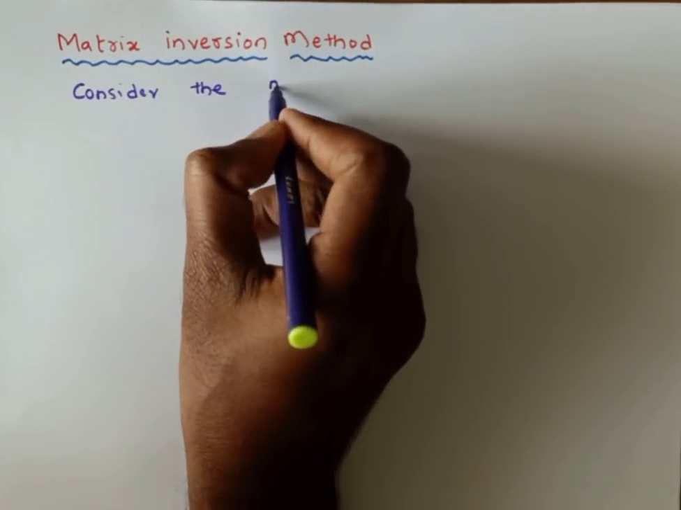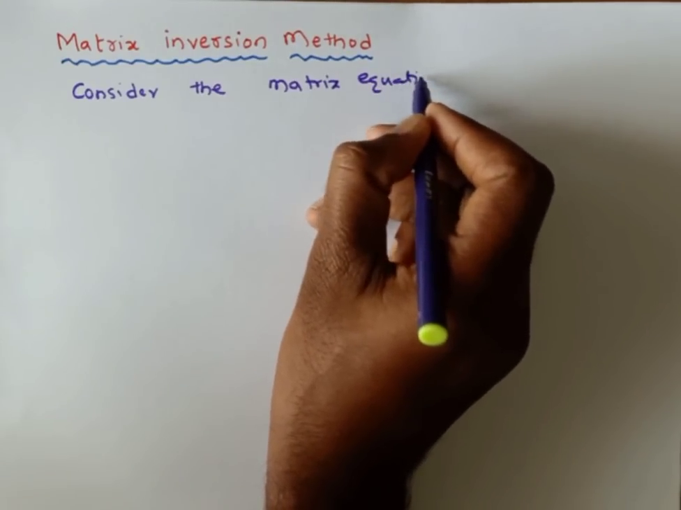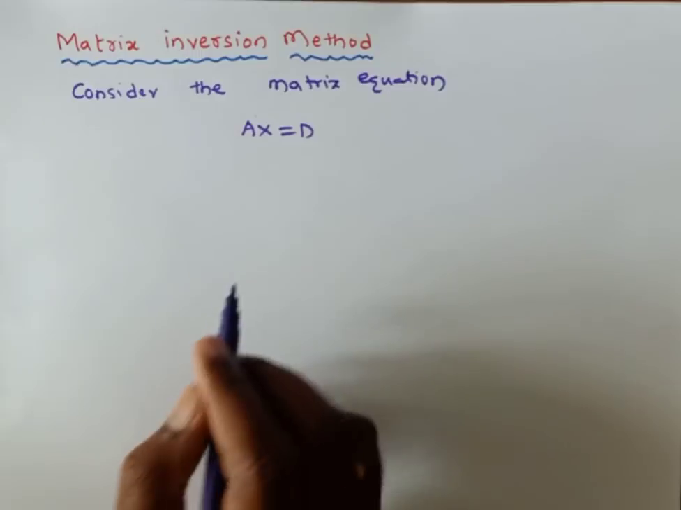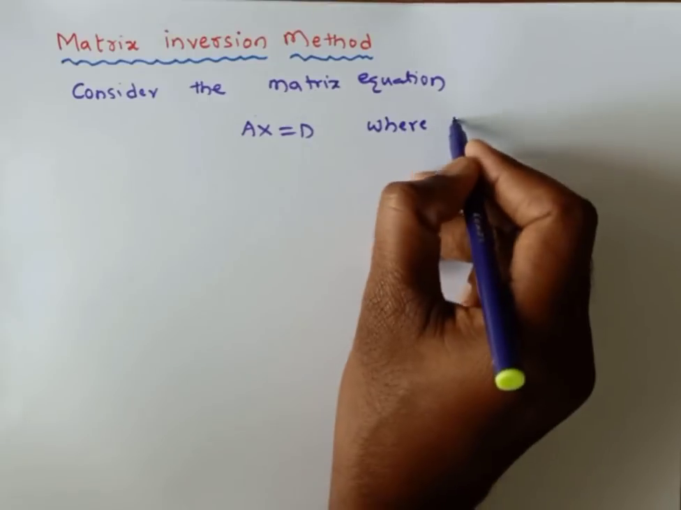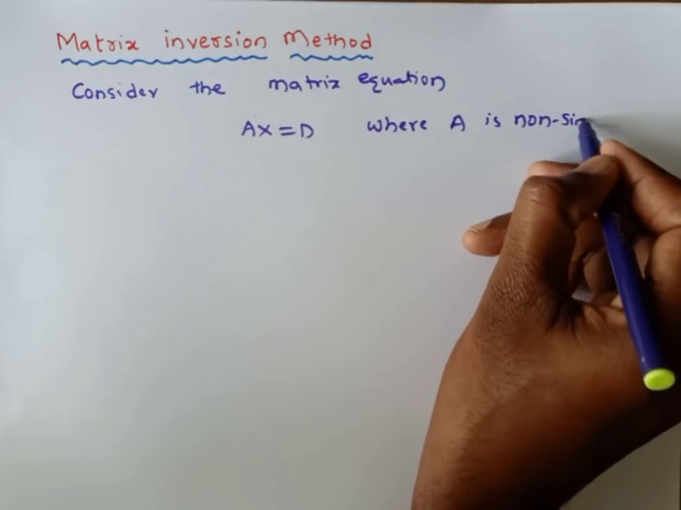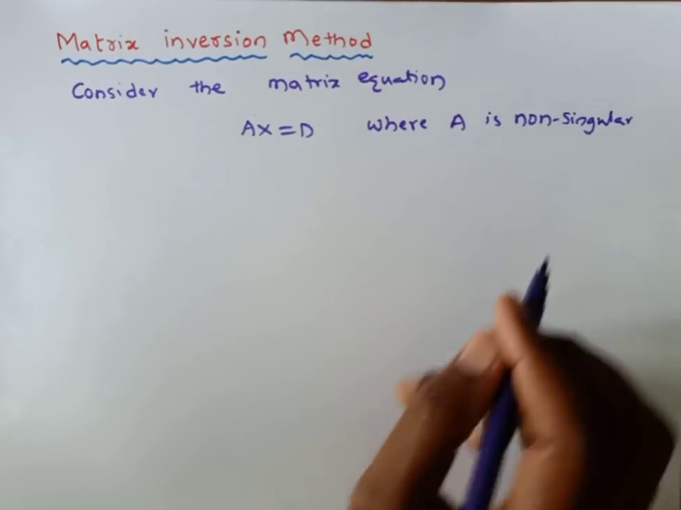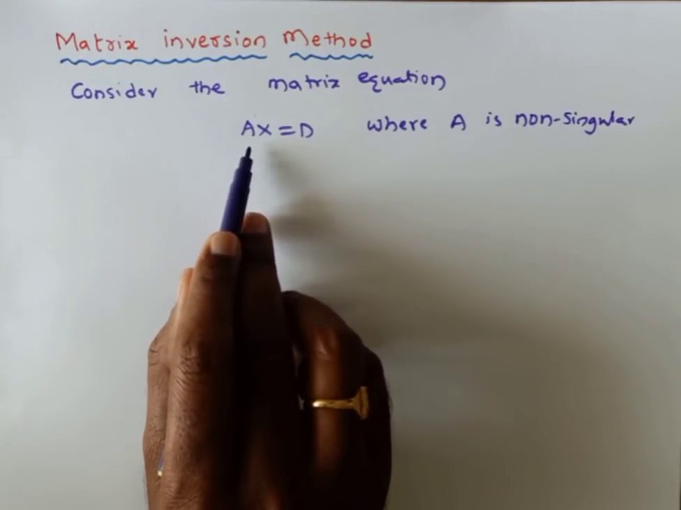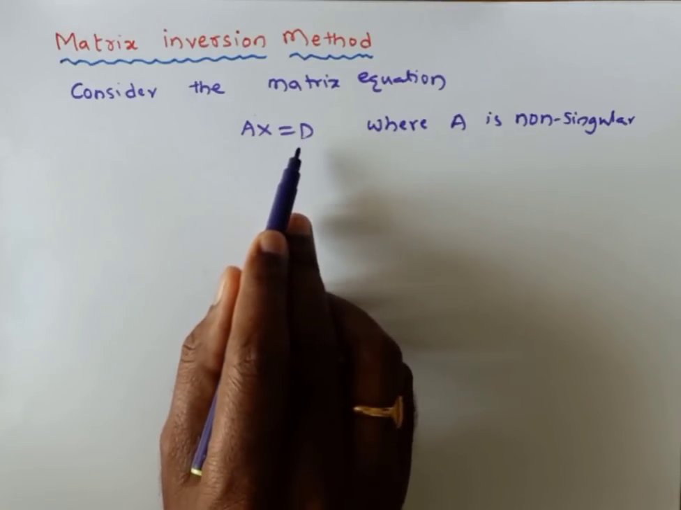Consider the matrix equation, because you already know what A, X and D are. So let us write only AX equals D. Just consider the matrix equation, where A is a non-singular matrix. Do you know the definition of non-singular? Yes, non-singular means the determinant of this matrix is not equal to 0. Here A is the coefficient matrix, X is the variable matrix and D is the constant matrix.